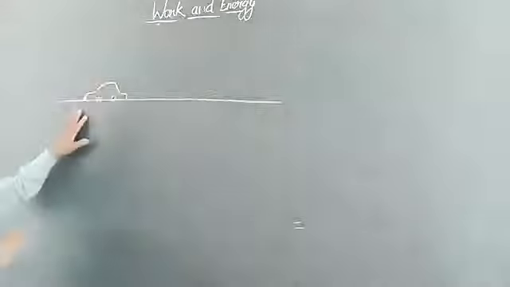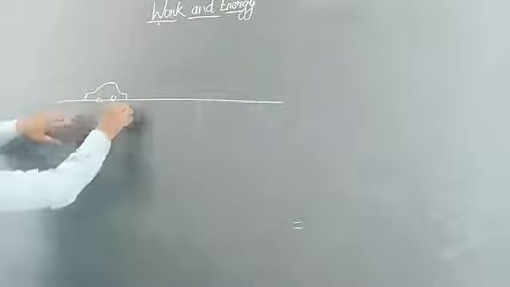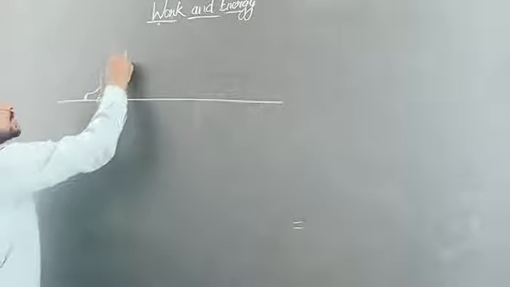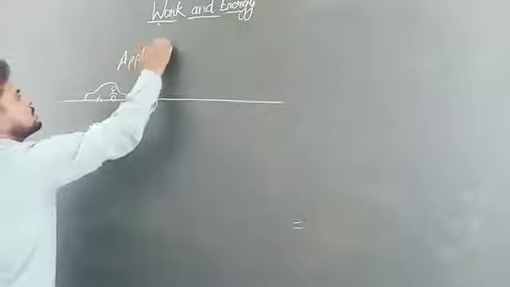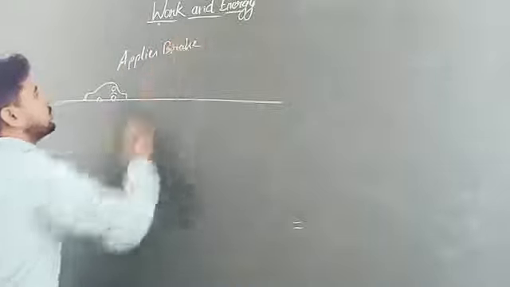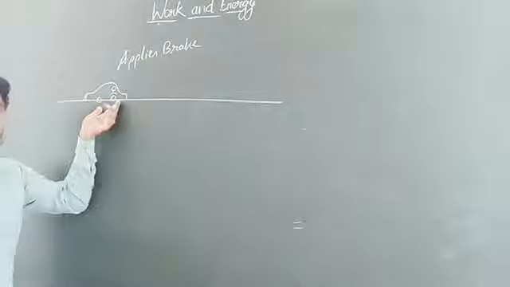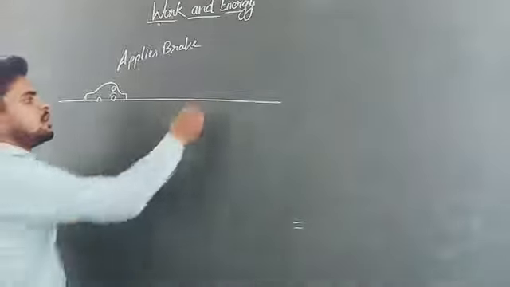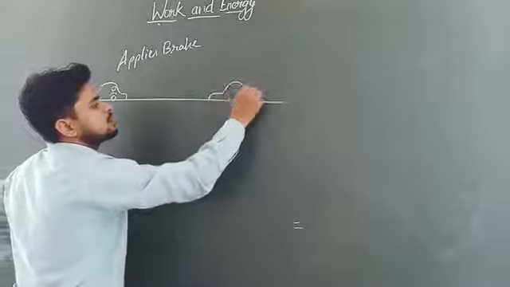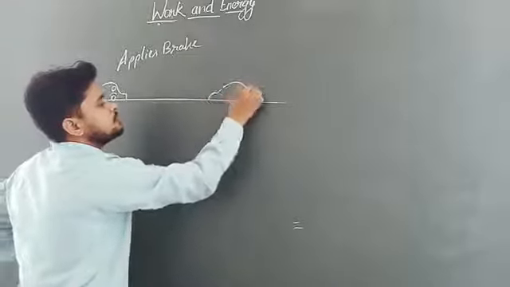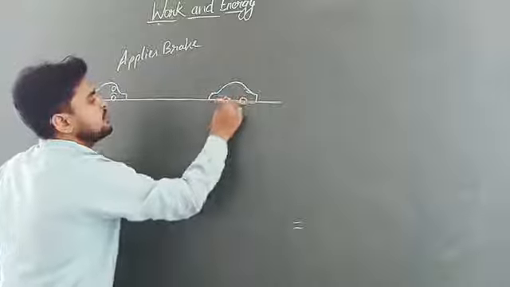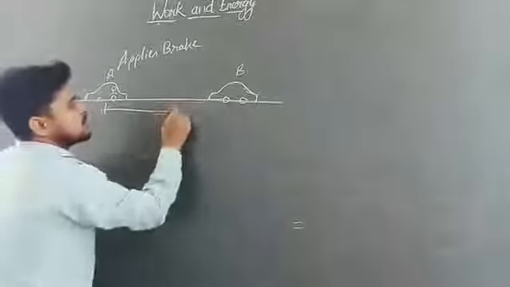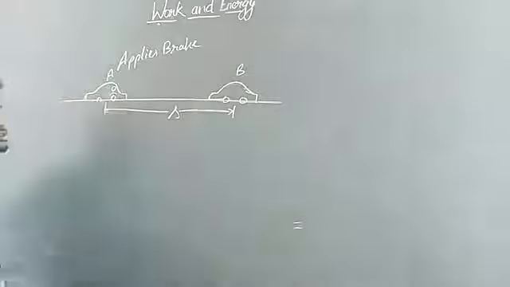Now students, let us take a situation. There is a car which is moving. Okay. Now the driver tries to stop the car and he applies brake. Okay. But what will happen? As soon as he applies the brake, the car will not stop at the same instant of time. The car stops after covering a certain displacement. Let us say the car stops after covering a displacement of S. This is the position A and this is the position B. So the car stops after covering a displacement of S.